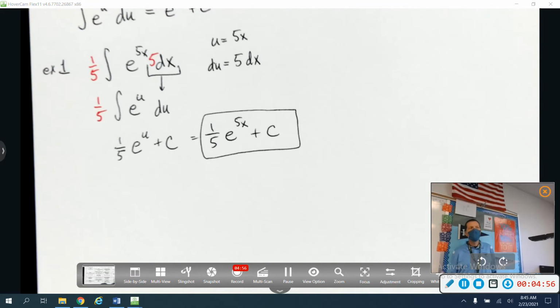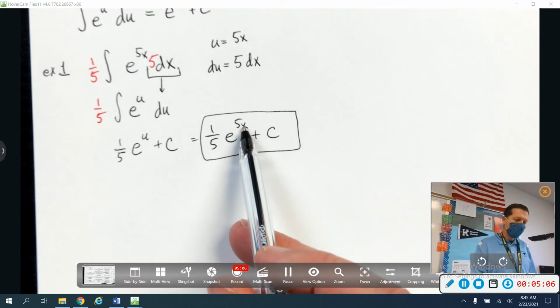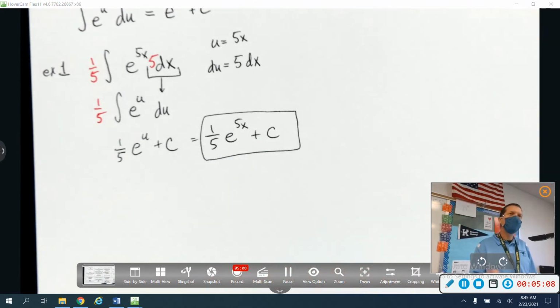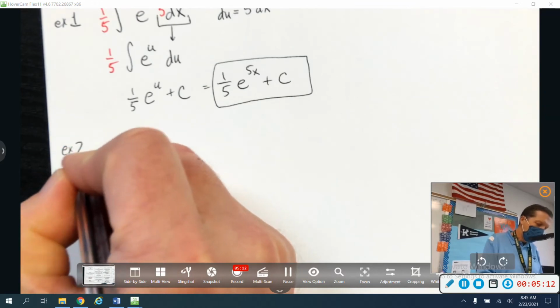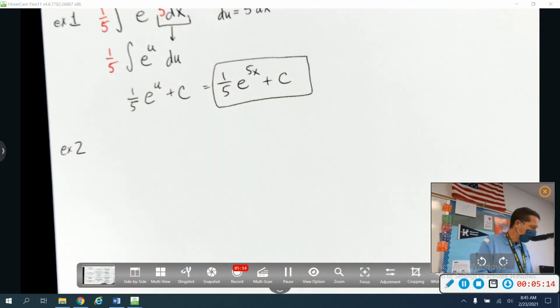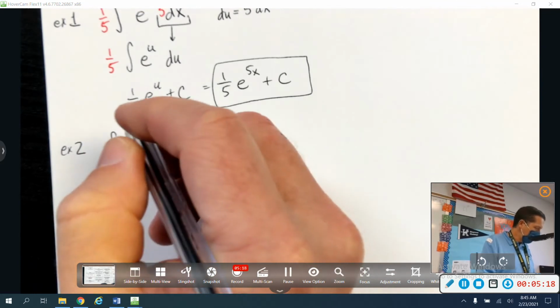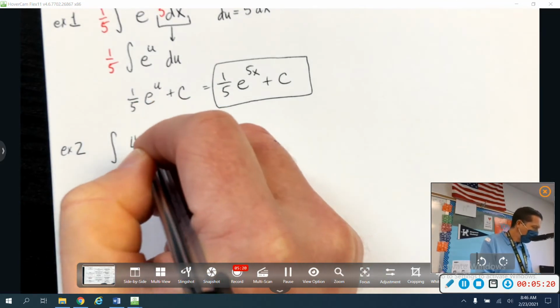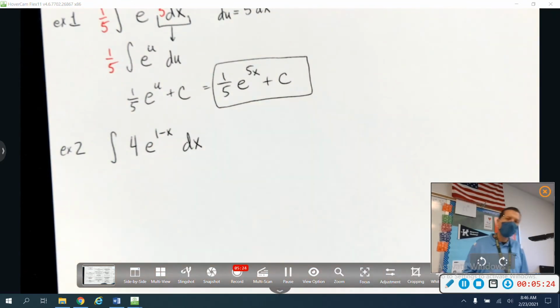And rarely do we take the time to check these, but if we took the time to check it, this one would be easy. The derivative would be e to the 5x times 5, and then the 5 and the 1/5 would cancel out. Well, that's about as easy as they get. Let's make them a little bit harder here. Let's do the integral of 4e to the 1 minus x dx.